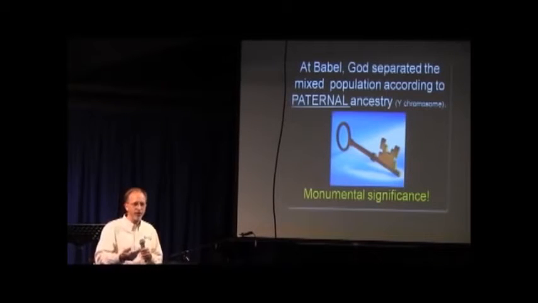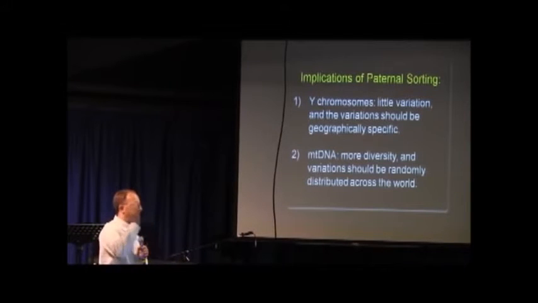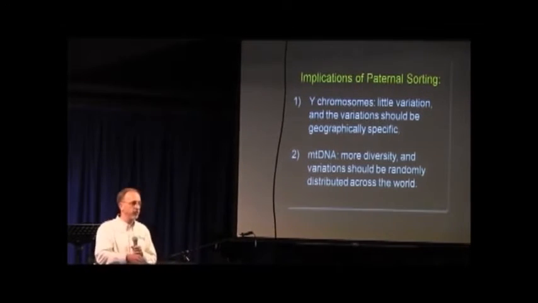What happened to the mitochondria, the 3 daughters? All mixed in amongst all the different groups of people. And so what we see is, first of all, Y chromosomes have little variation, but a prediction is that the variations now that have occurred should be geographically specific, and that is absolutely true.